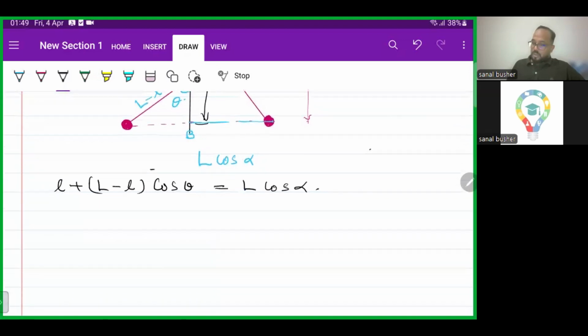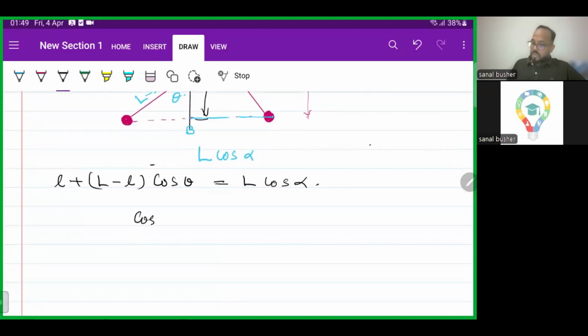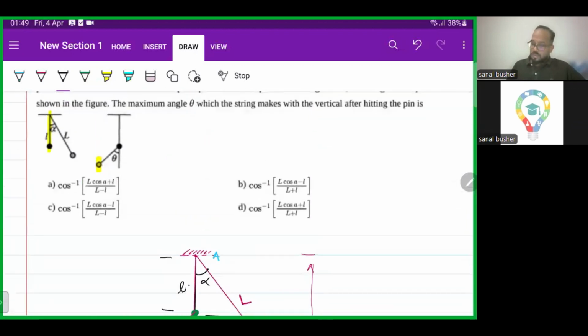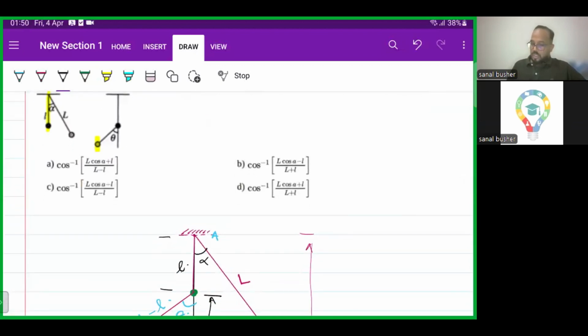From here, you solve for cos theta. Cos theta will be equal to (L cos alpha minus l) upon (L minus l), right? So theta will be equal to cos inverse of (L cos alpha minus l) upon (L minus l). So this is the answer. When you check this, L minus l, so option C will be the correct option.